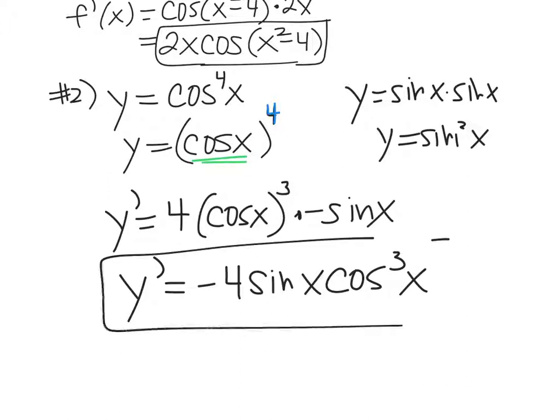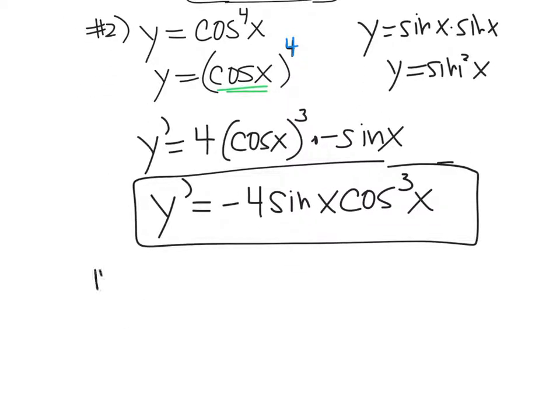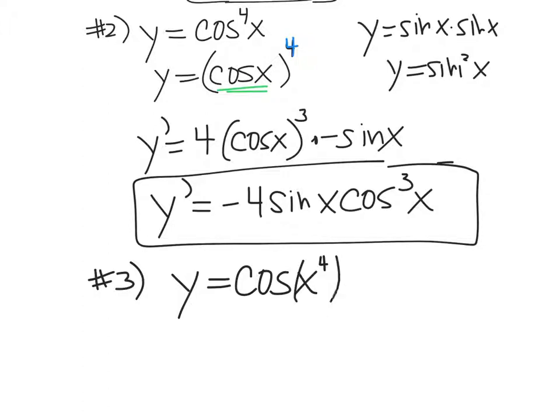How you feeling on these? You feeling them? Pretty good? Wonderful. Good. Number 3, they get harder. Don't you worry. How about something like this? This is going to look almost the same as the last one, but it's not. Y equals cosine of x to the fourth. Do you see the difference on this one?